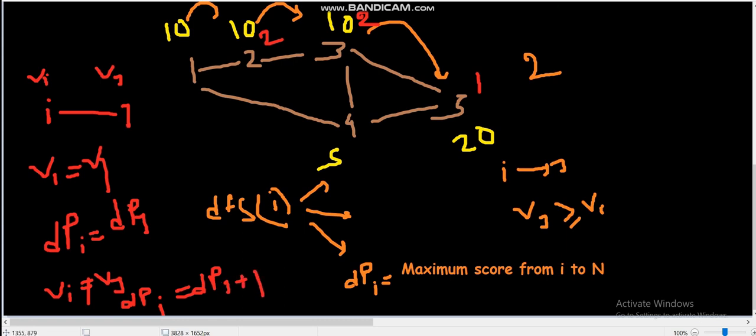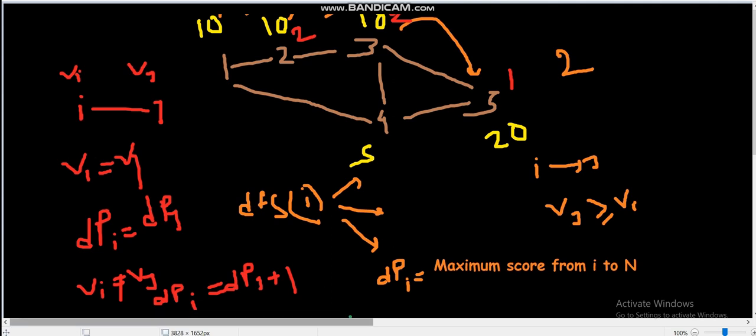Okay, let me clear all these things and try to explain. So you got the transitions now: if vi equals vj, we will do dp of i equals dp of j, and if vi not equals vj, we will do dp of i equals dp of j plus 1. So now let me show you my code.